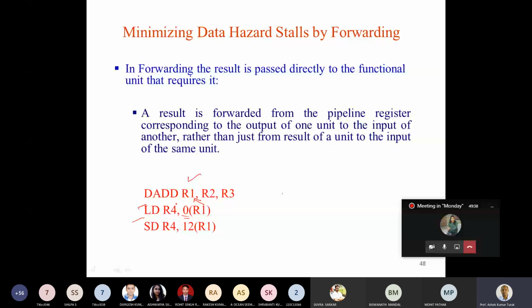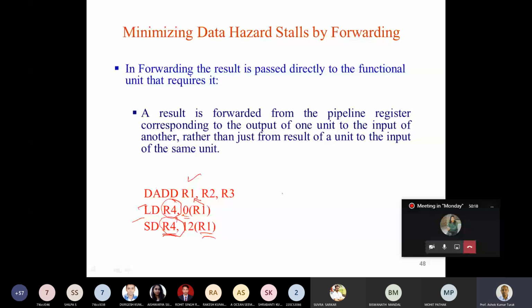The store reads the register R4, and the reading takes place in the instruction decode stage. The load instruction writes to the register R4, and that takes place in the write back stage. Writing to the register takes place in the write back stage. Now let's try to execute these instructions in our 5-stage pipeline and see whether it is possible to prevent the hazard by means of forwarding.